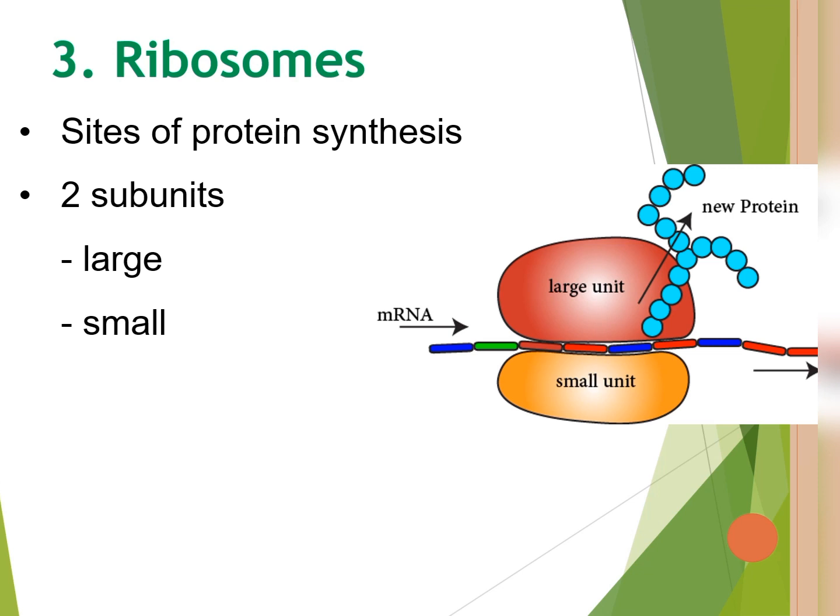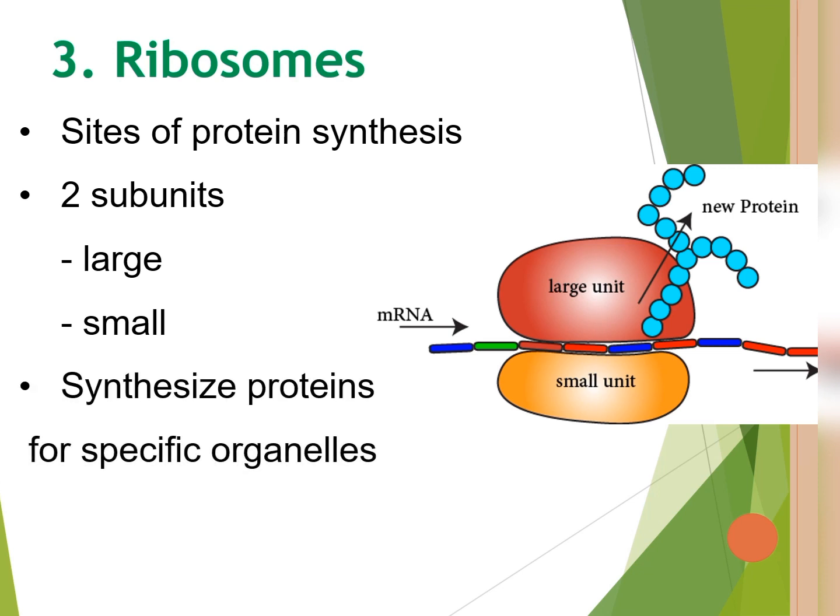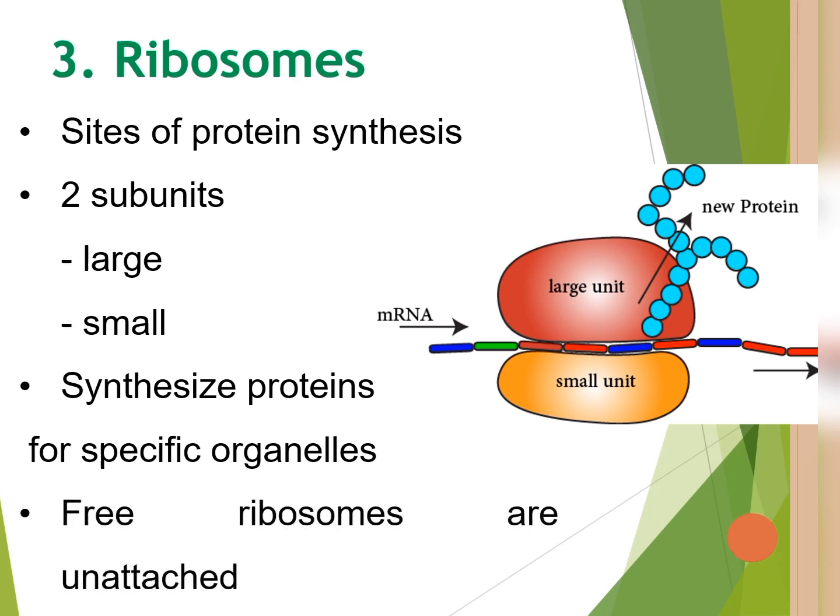Some ribosomes are attached to the outer surface of the nuclear membrane and to an extensively folded membrane called the endoplasmic reticulum. These attached ribosomes synthesize proteins that are destined for specific organelles, for insertion in the plasma membrane, or for export from the cell. Other ribosomes are free, or unattached to other cytoplasmic structures. Free ribosomes synthesize proteins that are used in the cytosol. Ribosomes are also located within mitochondria, where they synthesize mitochondrial proteins.